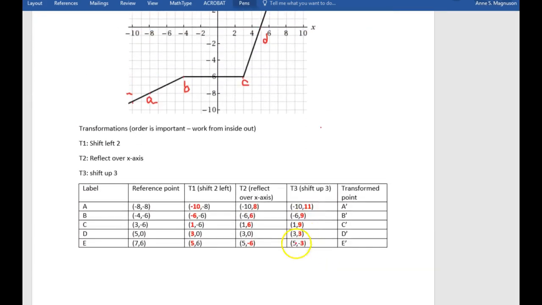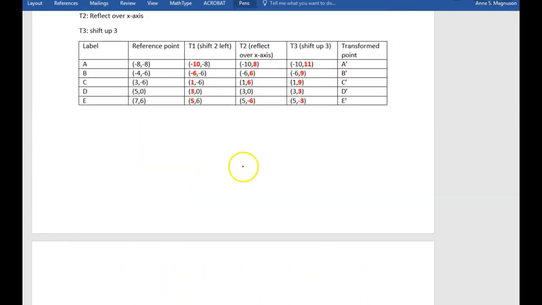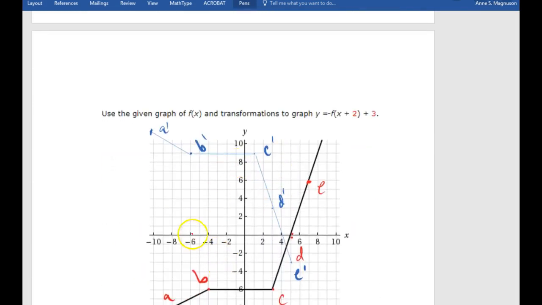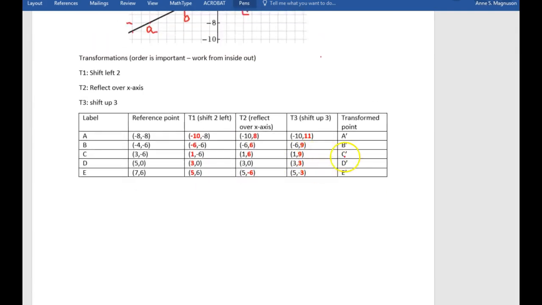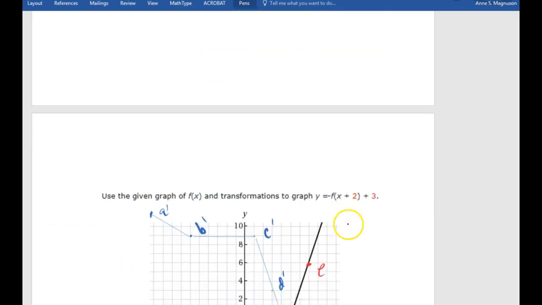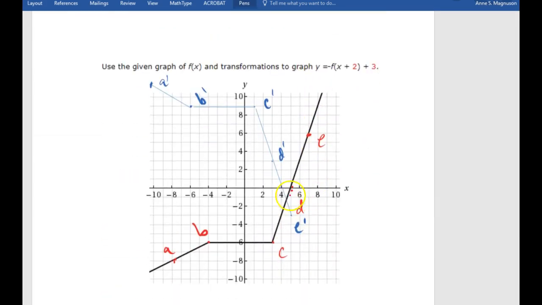So for example, A prime is the point minus 10, 11. So it goes minus 10, I'm off the grid a little bit, here's 11. So here's A prime. B prime is minus 6, 9. Minus 6, go up 9. C prime is at 1, 9. D prime was at 3, 3. And then E prime was at 5, minus 3.